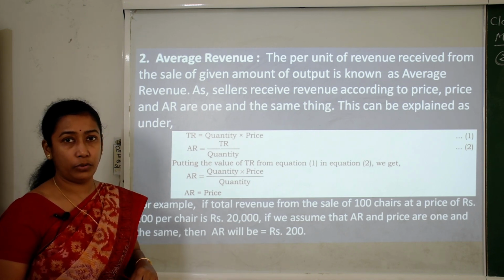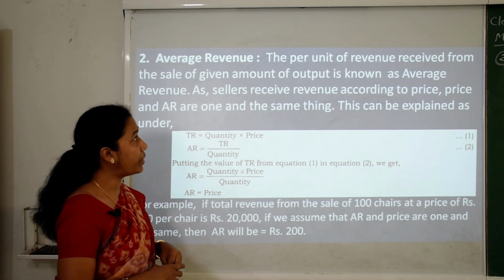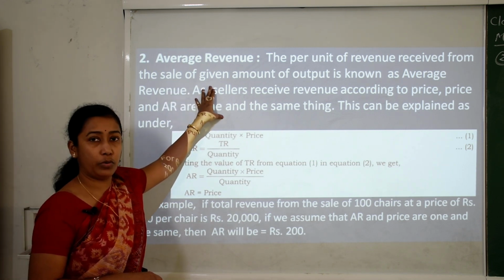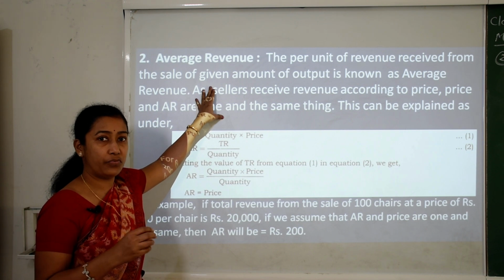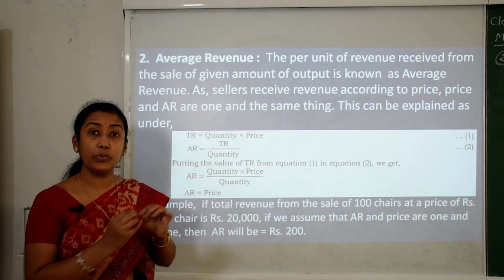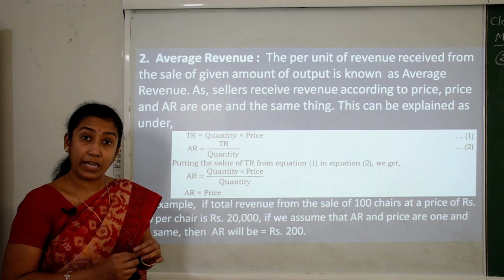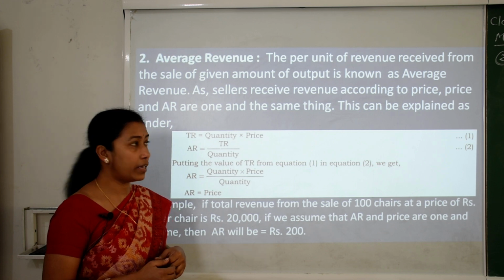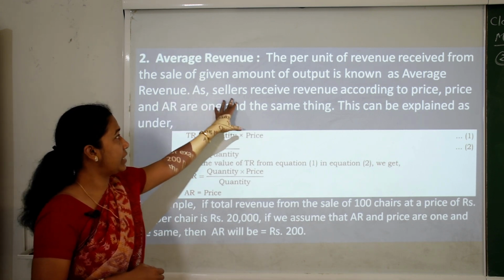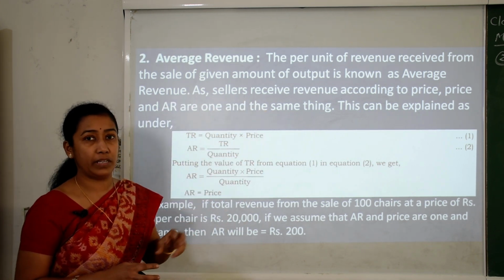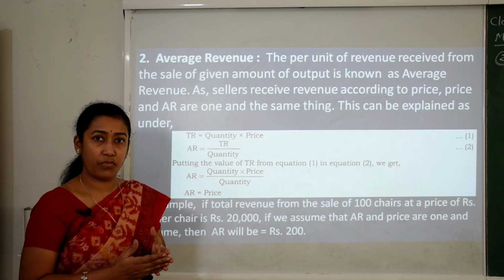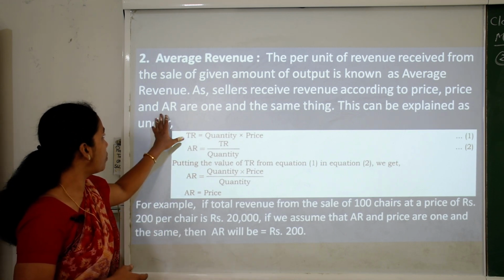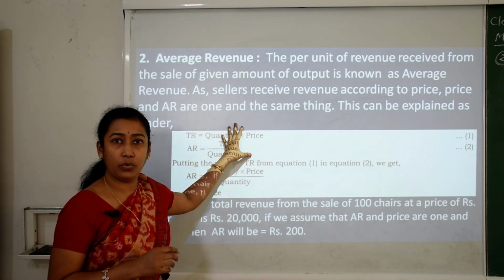Second is average revenue. Average revenue is the per unit revenue received after selling a given amount of output. Whatever amount of output the firm sells, the per unit price received by the firm after selling each unit is called average revenue. Sellers receive this revenue according to the price they charge for that product in the market at a given period of time. So we can say that price and average revenue are the same.